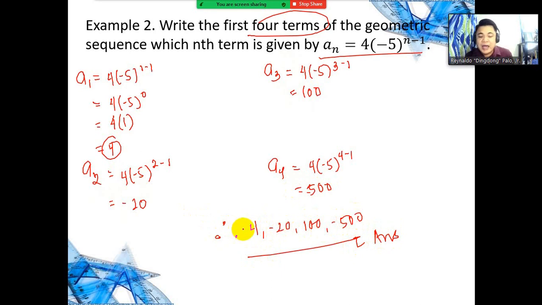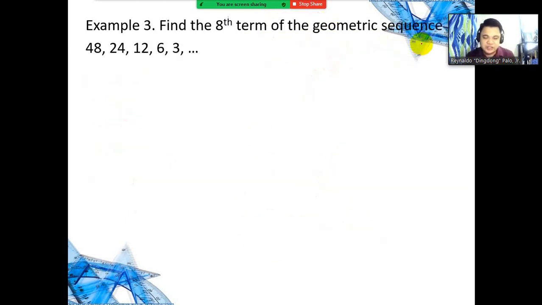Teacher, why are the signs of the terms alternating? Let's say this one's positive, negative, positive, negative. It's because of the common ratio. If the common ratio in a geometric sequence is negative, remember that the signs of the terms are alternating. Okay, so please don't forget about that. We were able to identify the 4 terms because of the general formula, or general term.